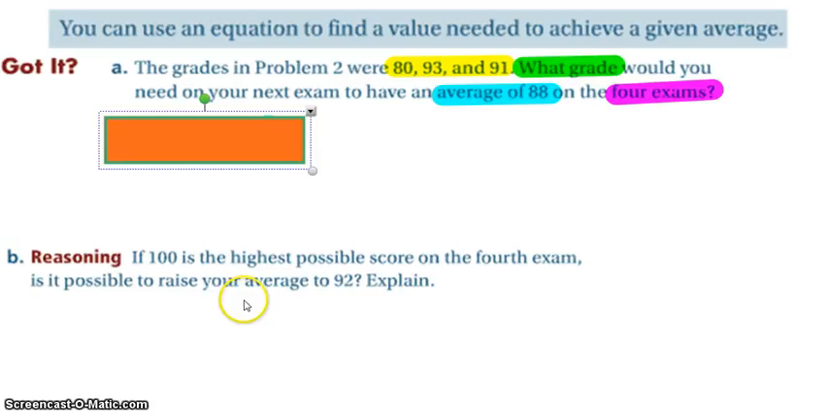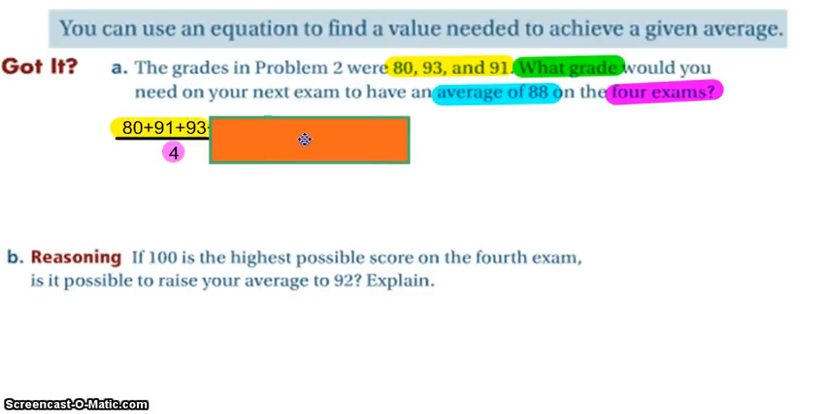The first thing we want to do for our got it here is set up our mean equation. So we know that we're going to be finding the average of 4 exams, and we want to be able to average 88, but we only know the scores for 3 of them. So we go ahead, we put the 3 scores that we know.